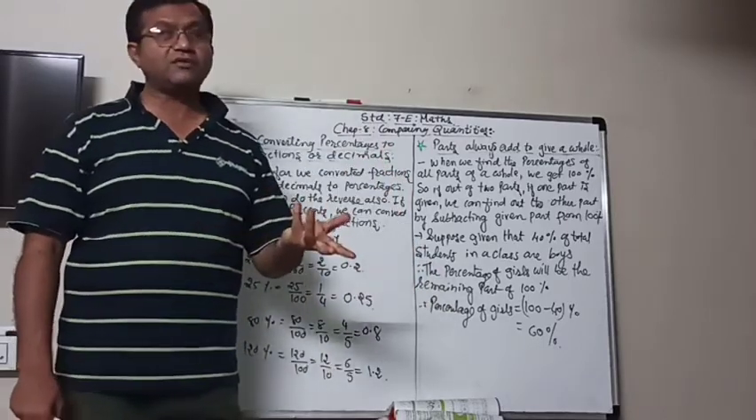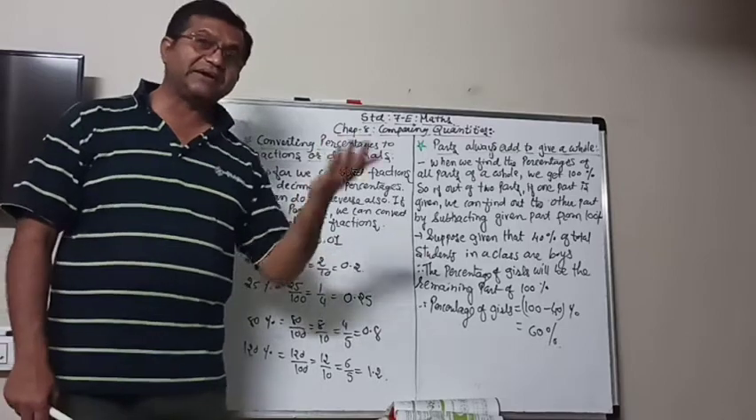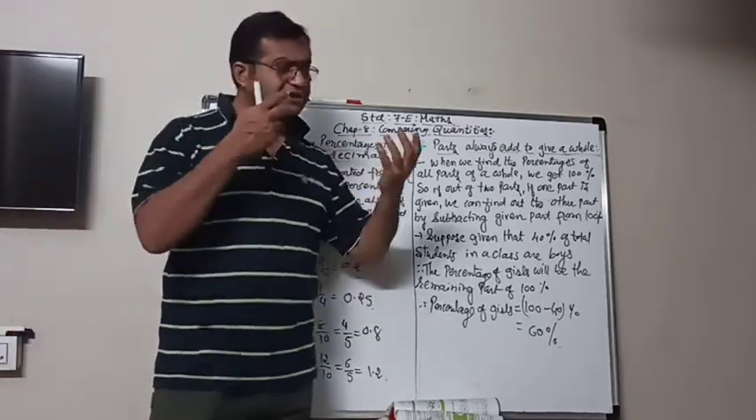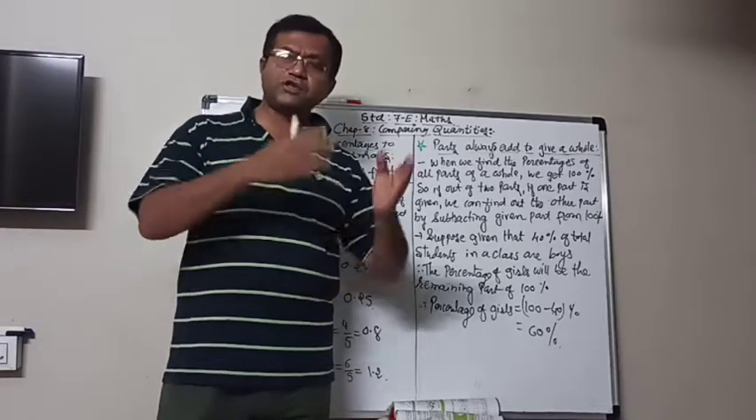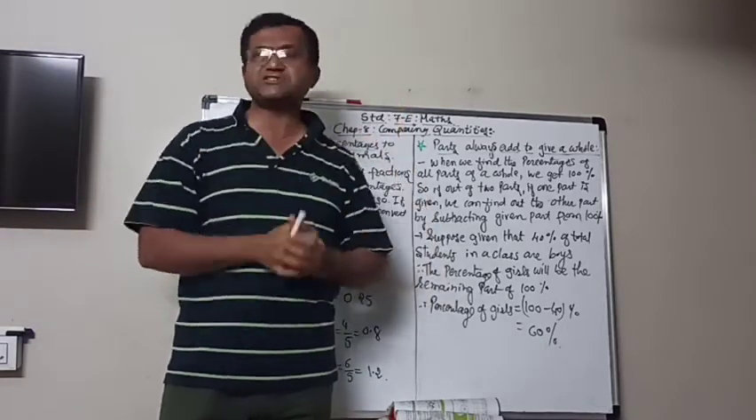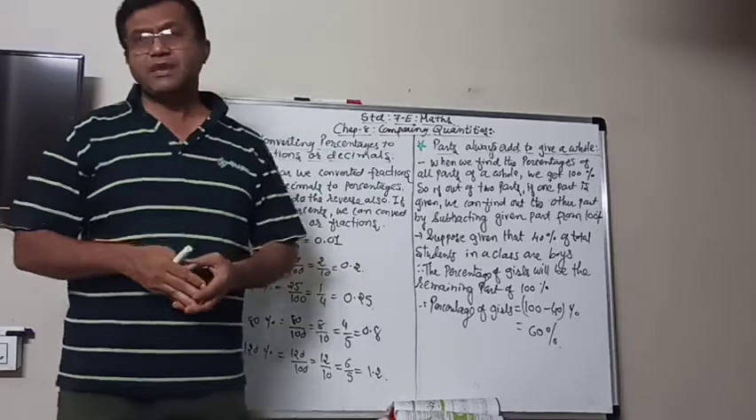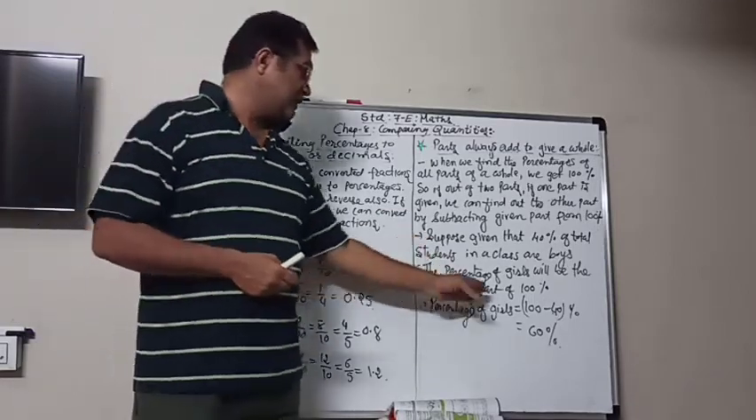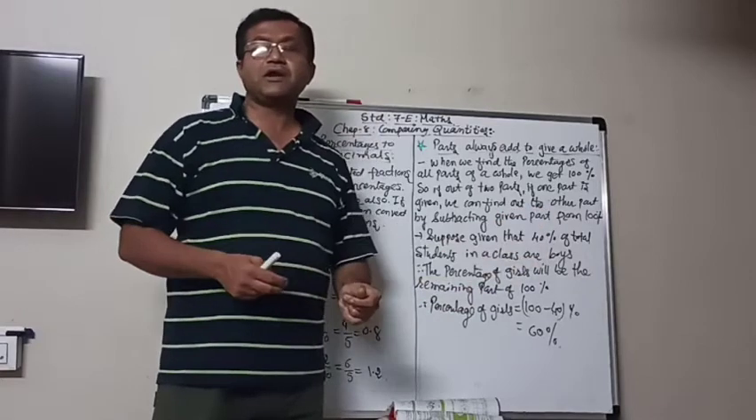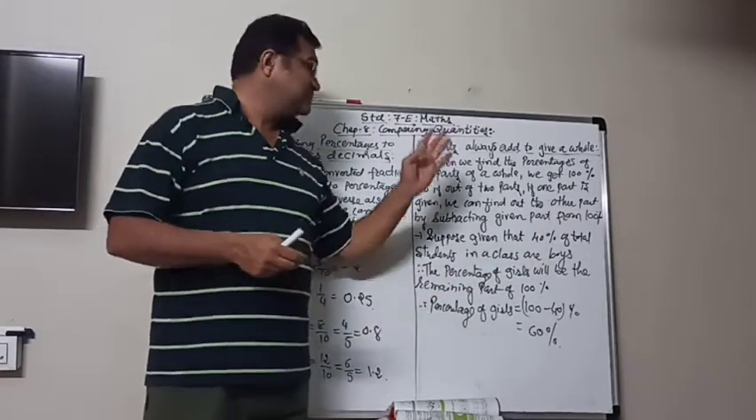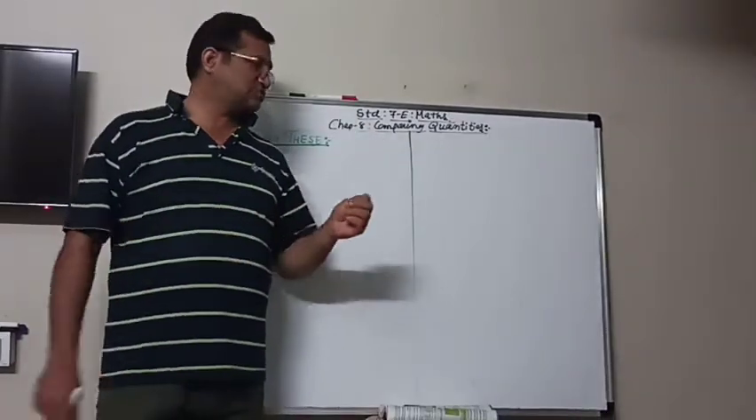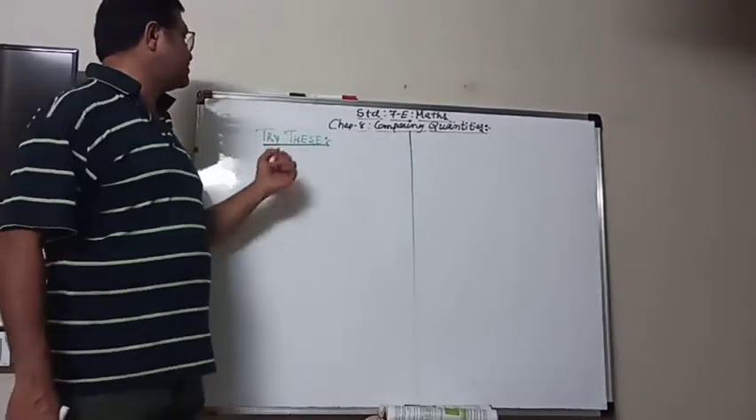So what is the number of girls? 100 minus 40, that is 60. But here it is percentage. So the percentage of girls is equal to 100 minus the percentage of boys. That is 100 minus 40%. So it will be 60%, like that. Now let us do some examples in the try this.